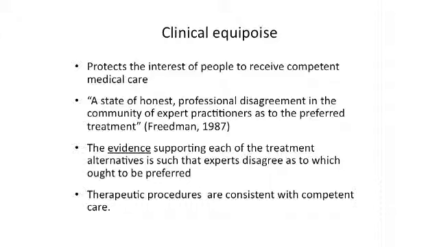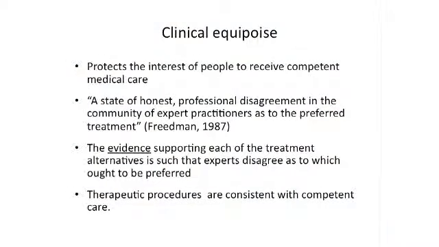The concept of clinical equipoise gets at the first of these concerns, the interest that someone has in receiving competent medical care. And so Friedman, writing in a famous paper in the New England Journal of Medicine in 1987, said that it's an ethical prerequisite for a randomized controlled trial that at the start of the trial there must exist a state of honest professional disagreement in the community of expert practitioners as to the preferred treatment. Now, a whole literature has arisen, I think, about how to interpret Friedman's standard of clinical equipoise. There are a variety of ways of thinking about the concept that are out there in the literature, and we can certainly talk about that during the discussion period.